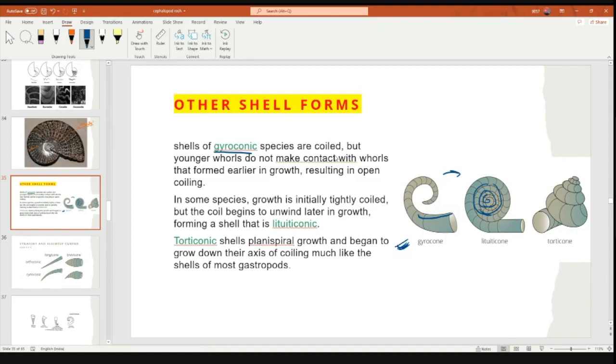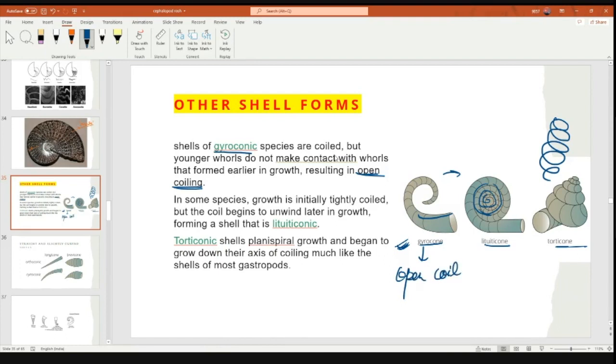This is just like a helically coiled shell. This is also helically coiled, just like in gastropods where helical coiling is present, exactly here also. So this will be called the torticone. So you have to name these different kinds of shell forms and write short points. Gyrocone is generally just open coiling. Okay, just this will be enough.